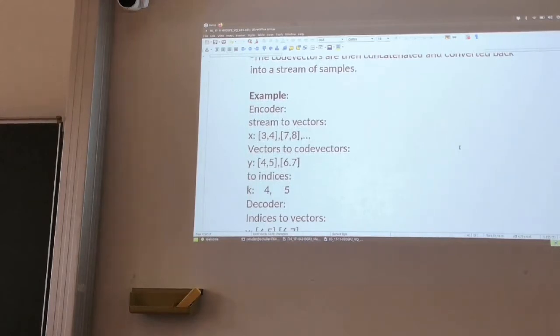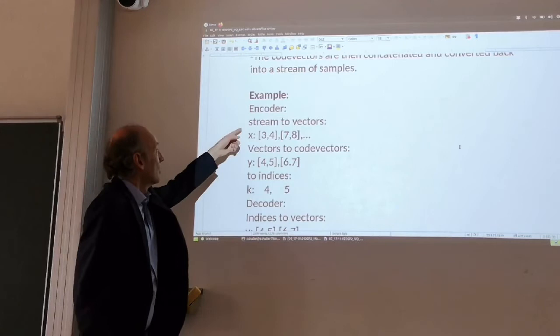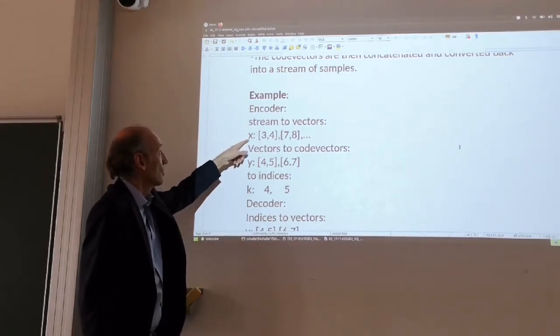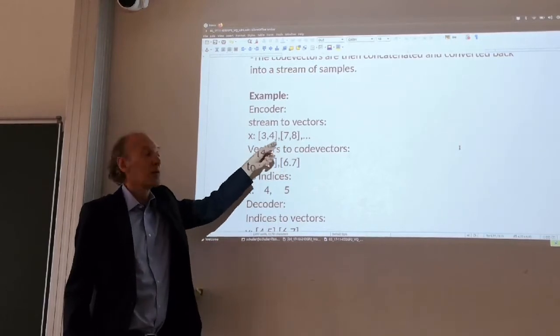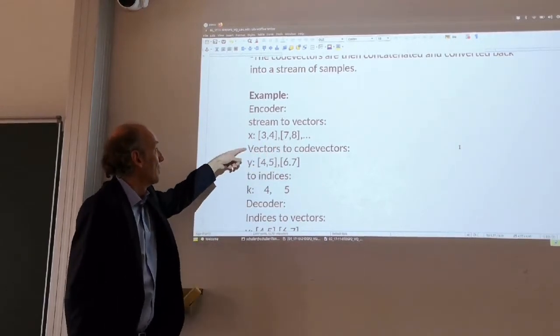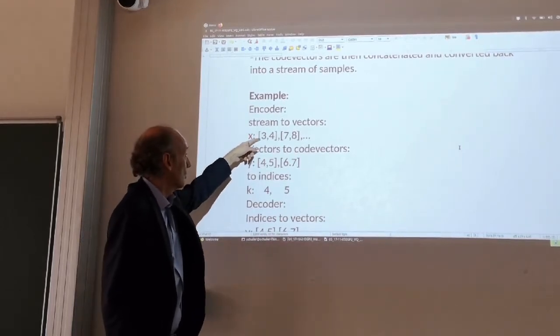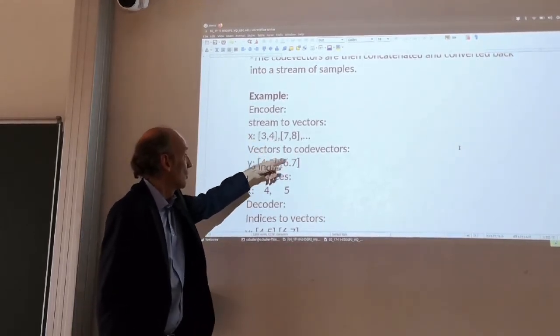So this is what you can see here. An encoder converts the stream to vectors. For instance, these two vectors here, a sequence of vectors. And then the vectors to the code vectors. Here we obtain the nearest code vectors here.